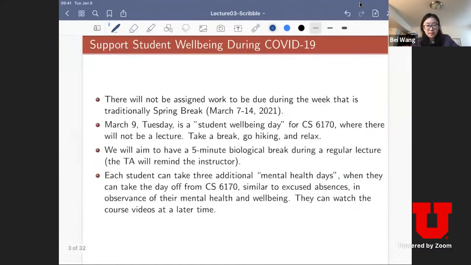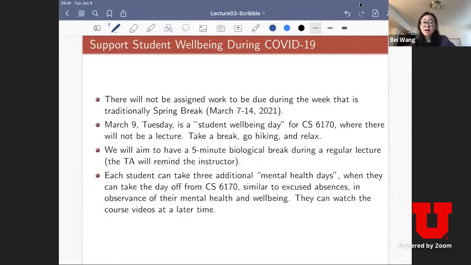The next thing is probably the most impactful: I will try not to have any assigned work in the week that is traditionally spring break, even though we don't really have a spring break, because we want to reduce the course load during that week anyway. So it's March 7 to 14. And then March 9 is something I call Student Wellbeing Day for this particular class, where there's not going to be a lecture. So that is a day where you can take a break, go hiking, relax, or binge watch Netflix, whichever you want to do, have a middle of the week break.